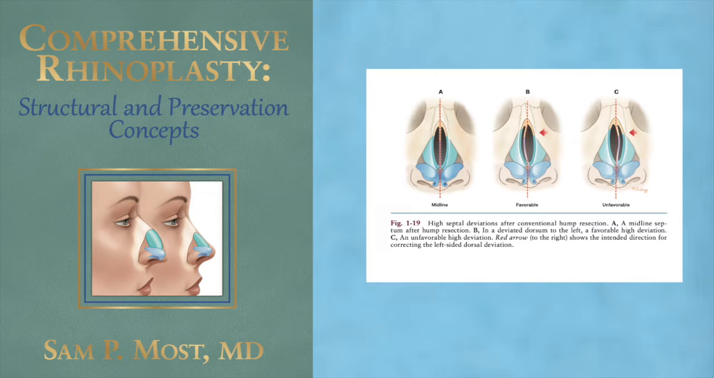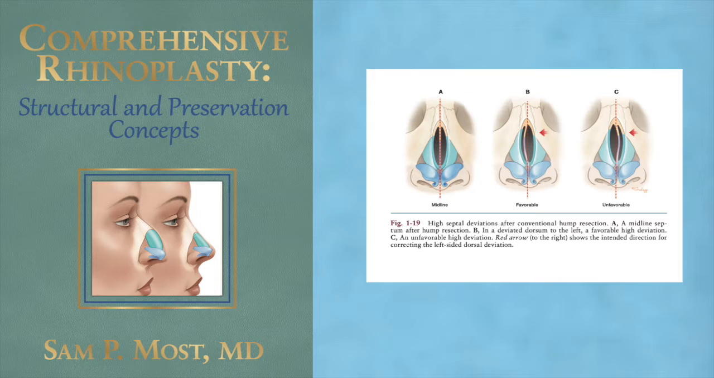One of the important concepts is the idea of the dorsal septal gap, and that is the distance between the septum and the nasal sidewalls underneath the bony hump. It's not always midline, as shown on the left.